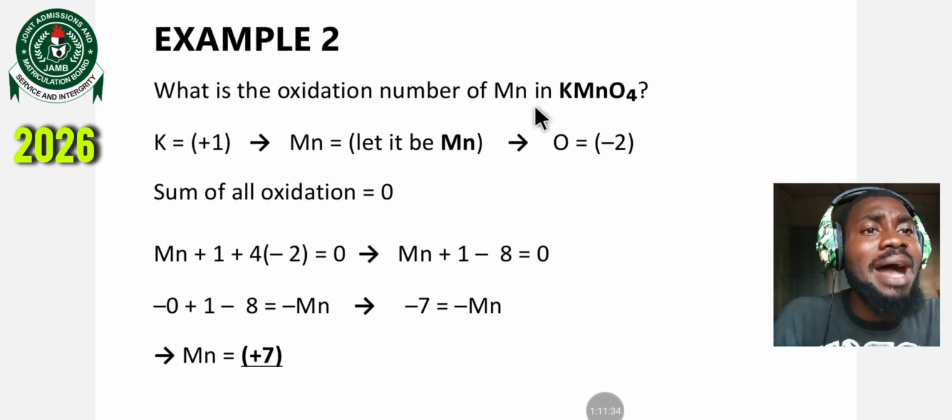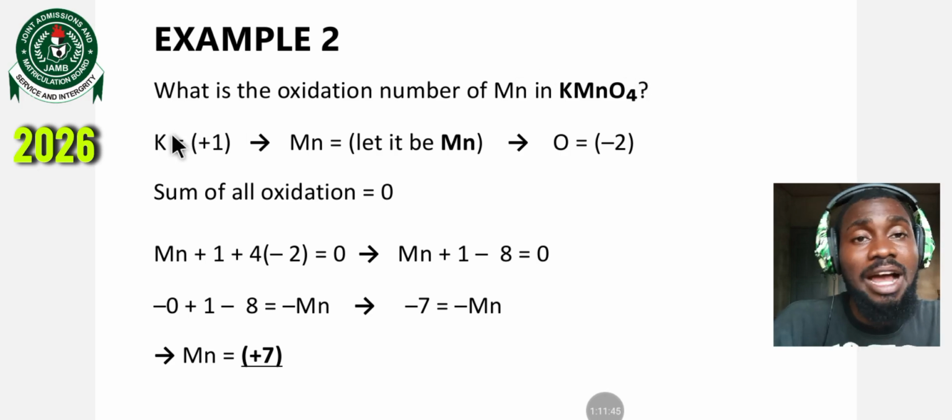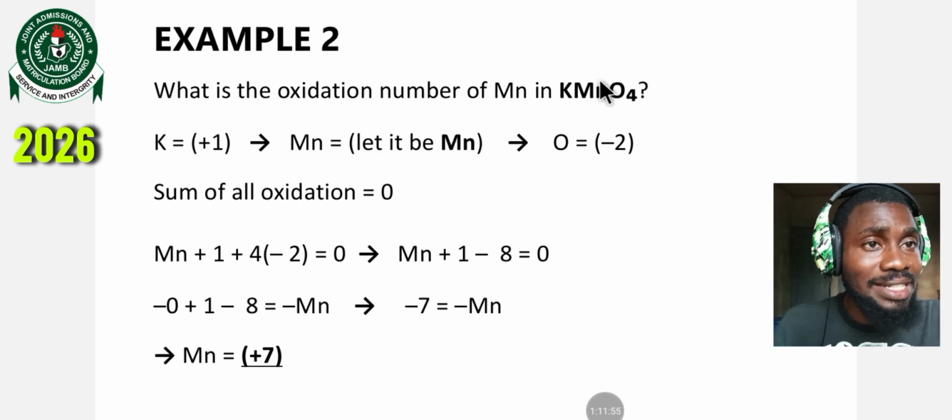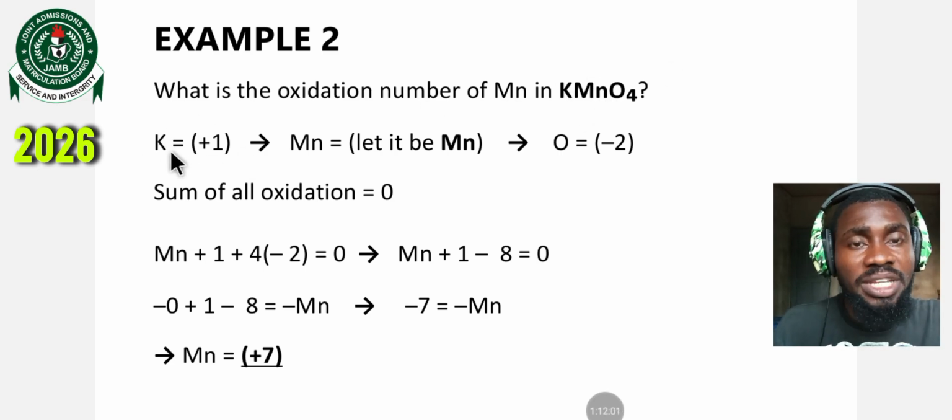Example 2. The question reads, what is the oxidation number of manganese in potassium tetraoxomanganate? Following the normal rule, first of all, we have to write out our parameters. We have to write out the charge. You know we are looking for the oxidation number of manganese in this compound. So potassium here, we are going to start with the first element.